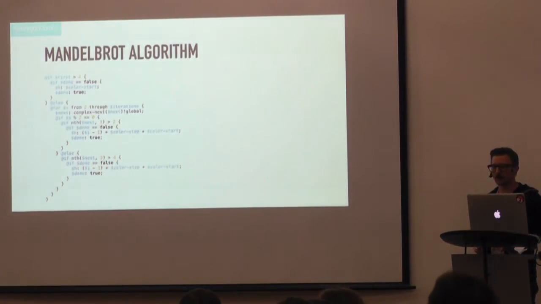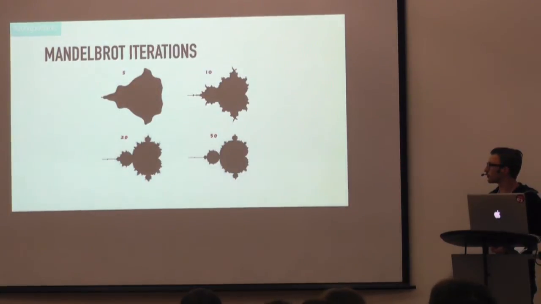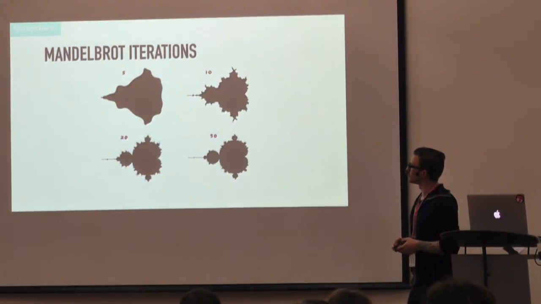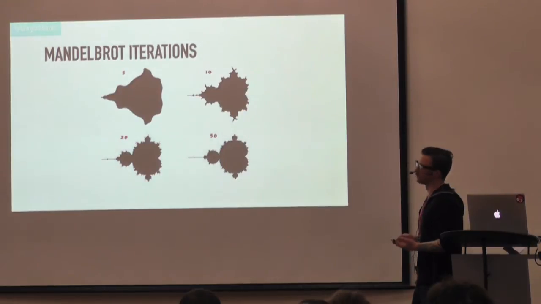So depending on how many iterations I'm calculating, this Mandelbrot set can be more exact or less exact. This is actually a picture I found on the internet, and it displays it really well because you can see, okay, if I'm doing 5 iterations, it has the shape, but it's not really there, and it's getting better and better.